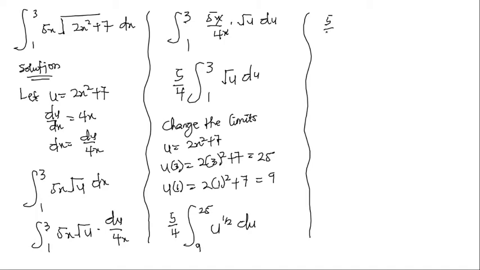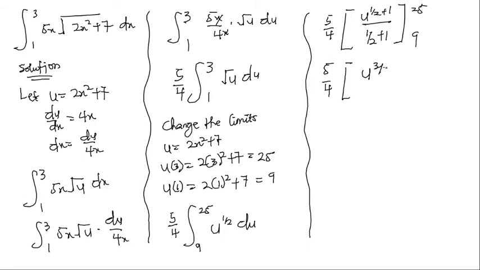So I have 5 on 4. Then if I integrate this, I have u to the power half plus 1 on the power half plus 1, with limits 25 and 9. So this becomes 5 on 4, then I have u raised to the power 3 on 2, divided by 3 on 2, for 25 and 9. So let me bring this up. I have 5 on 4 into brackets 2 on 3, u raised to the power 3 on 2 for 25 and 9.